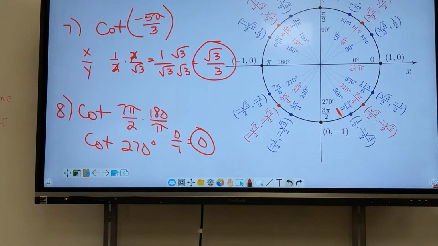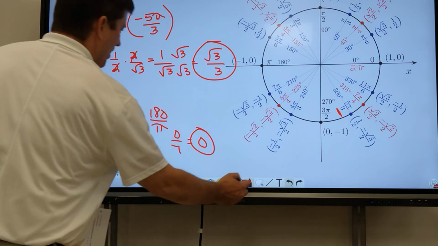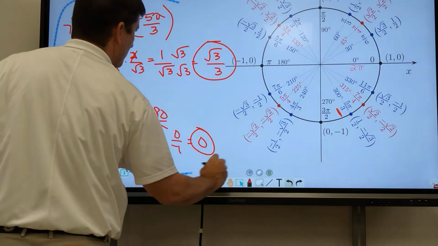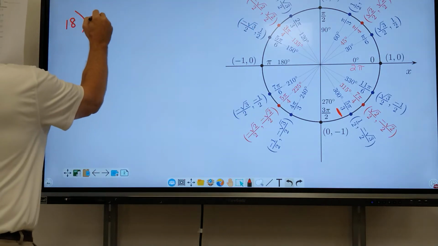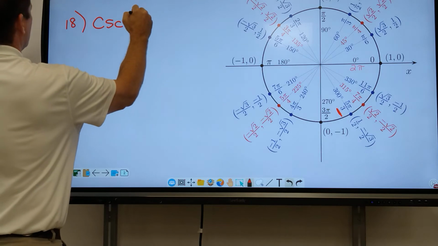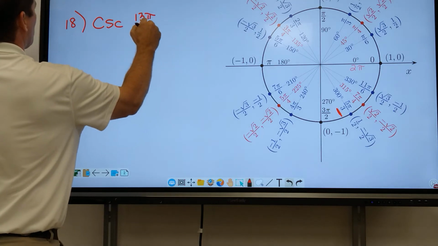All right, let's bounce around some more, a couple more. Let's do 18, 19, and 20. See 4 more we need to do, and then I'll let y'all finish them up. I'll sit down. All right, so let's go to 18. These seem to be the hardest ones. Cosecant 13 pi over 3.